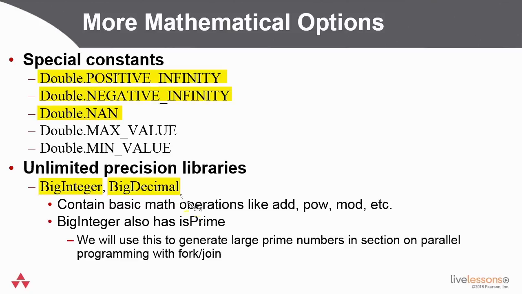And speaking of cryptography applications, it's actually surprisingly easy to determine if a very, very large BigInteger is prime. And we'll actually use that example later on when we get to the section on parallel programming with fork join.